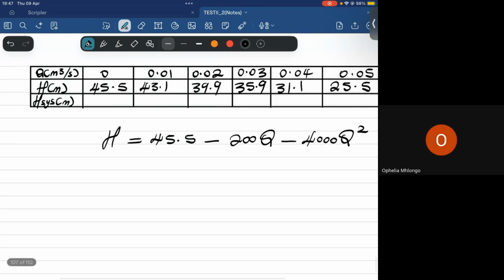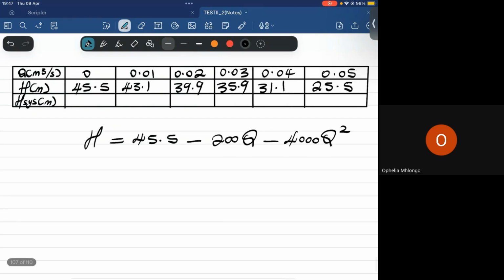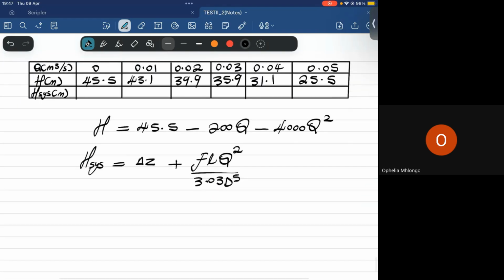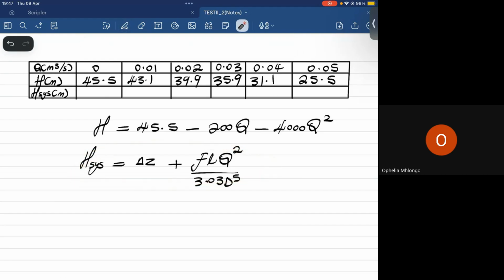So we've got the general equation of the system curve. It's given by the system head is equal to the change in height, or the change in elevation, plus the formula for the major loss, which is given by the friction factor multiplied by length, multiplied by volumetric flow rate squared, and then divided by 3.03 times the diameter exponent 5. So this is the general equation of the system curve.